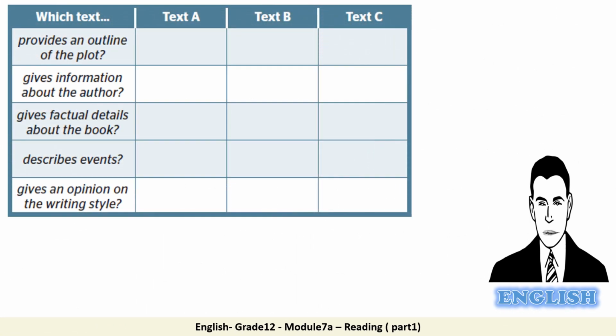Which text provides an outline of the plot? Which one gives information about the author? Which one gives factual details about the book? Which one describes events? And finally, which one gives an opinion on the writing style? Once you do this activity, you can, accordingly, tell which text is a part of either a novel, an article, or a book review. Pause the video for some time and answer.